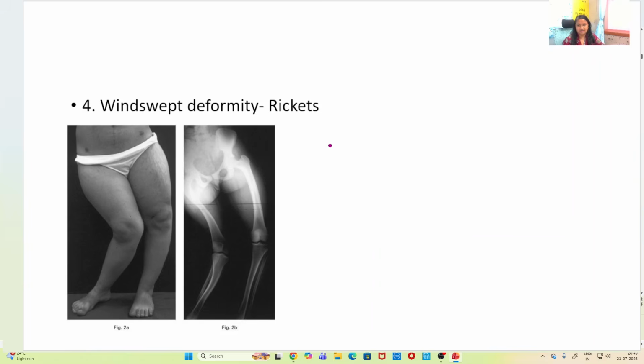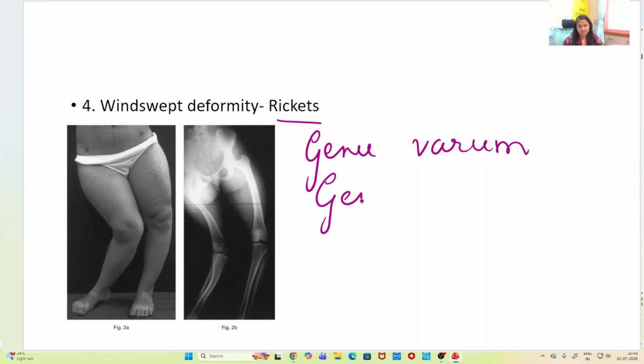Now windswept deformity, we all know that there is this typical textbook picture. There is one knee which is in the genu varum position, and one knee in the genu valgum position. Now how do you remember this? The simple way of remembering this is that gum is going to stick things together, so it's going to stick the knees together. This is the feet of the child. Sorry about that picture, I'm not very good at drawing. So this is genu valgum.